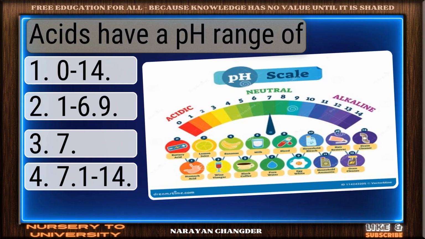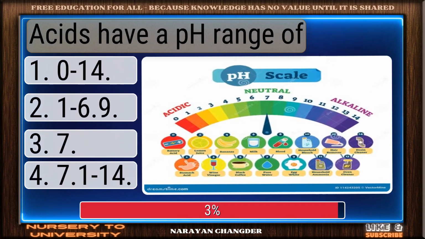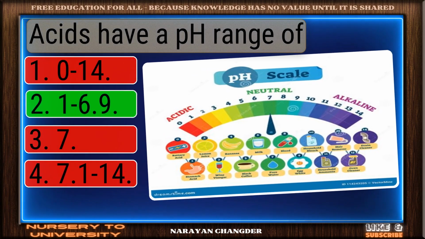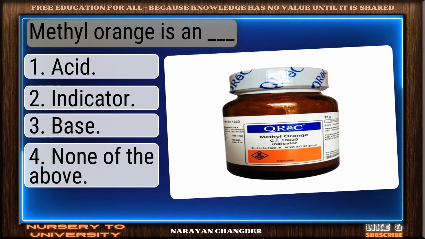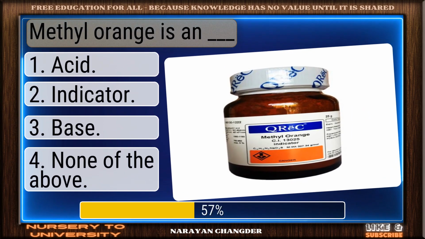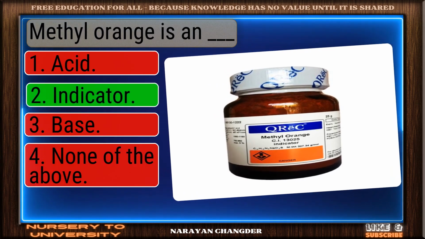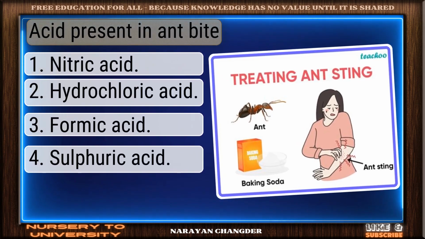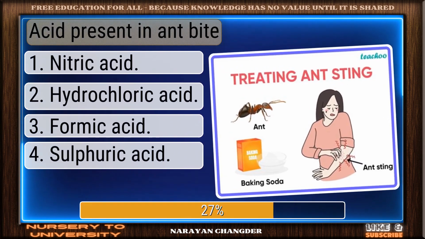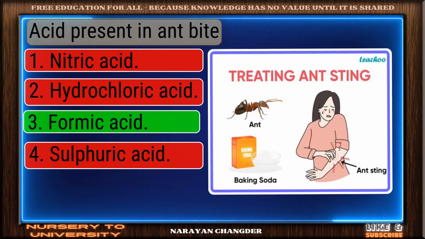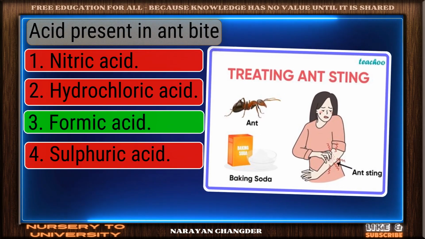Question number 215. Acids have a pH range of. You got it. Your choice 1 to 6.9 is right. Question number 216. Methyl orange is a dash. Solid response. Indicator is a valid choice. Question number 217. Acid present in ant bite. Perfect. Formic acid is the correct choice.